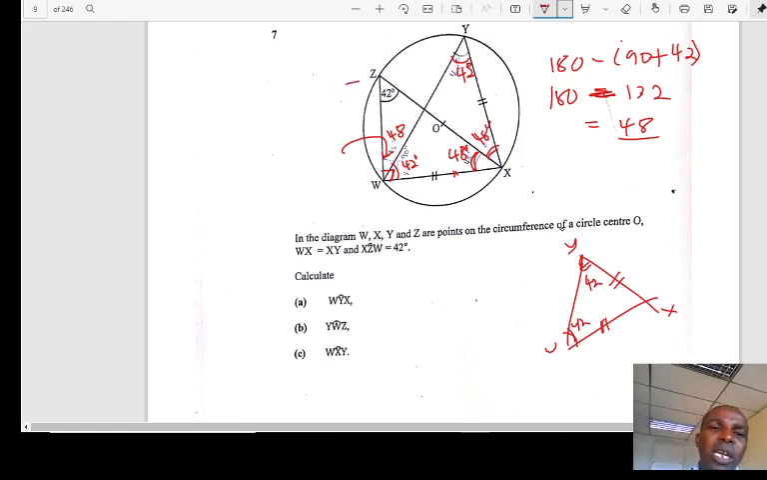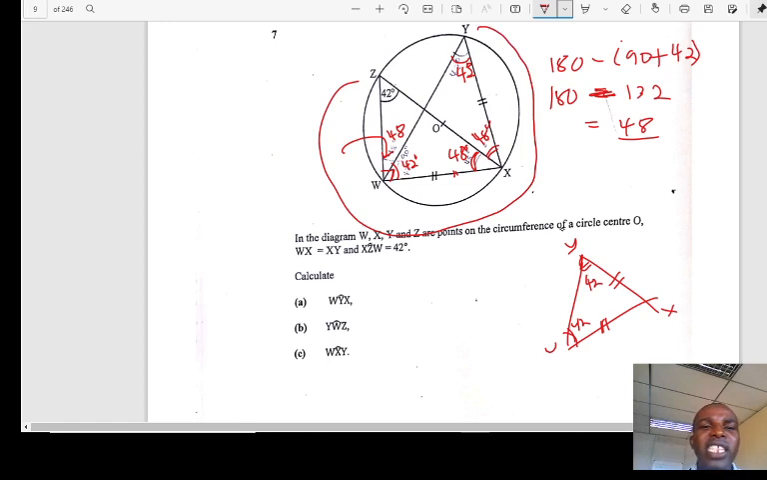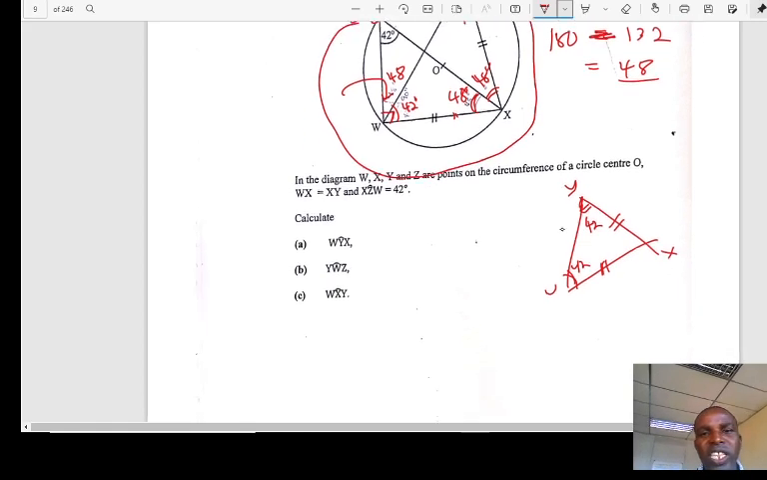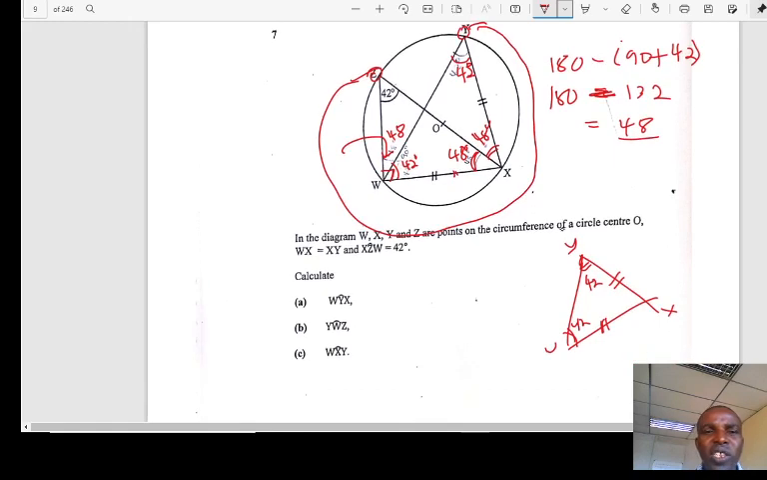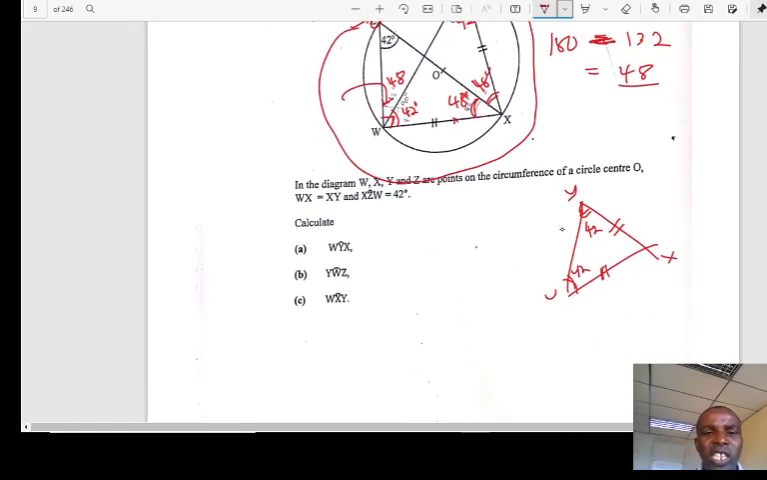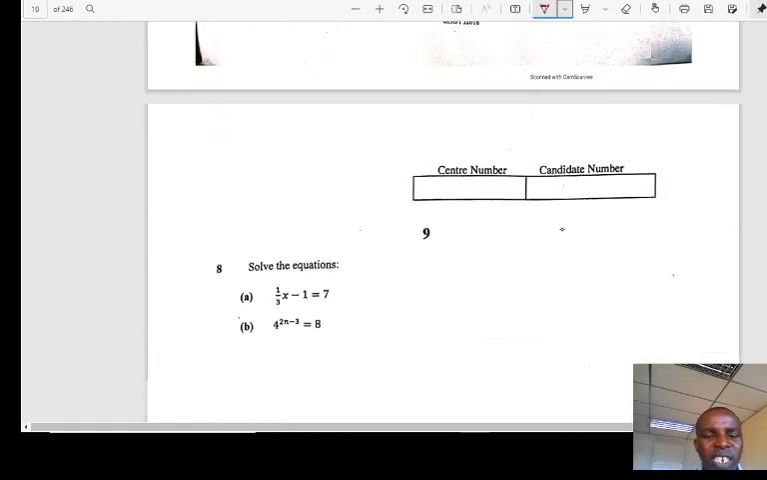Reason: angles subtended by the same arc. This arc like this, so they are the same. They start from this point to this point, that's the arc, so they are actually equal. Then done. So you just find these angles. I feel everything is there actually, so you just add and find out the required angles in the question.